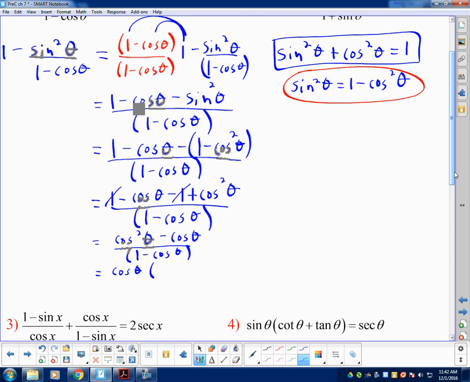Okay, better yet, I'm going to pull out a negative cosine theta. Watch what happens when I pull out a negative cosine theta. That's what I was trying to prove anyways. If I pull out a negative cosine theta, what's left here? Negative cosine theta. And what do I have as my second term here? Positive cosine theta.